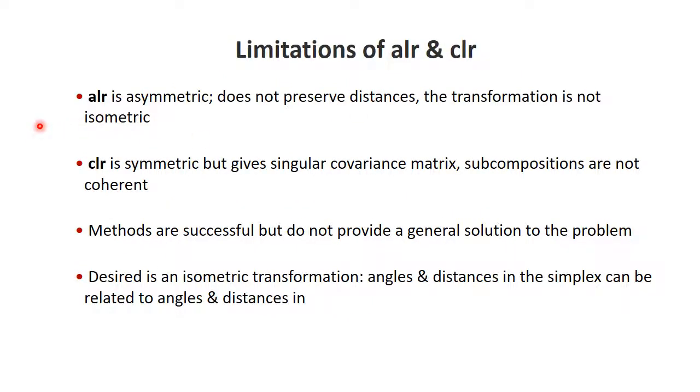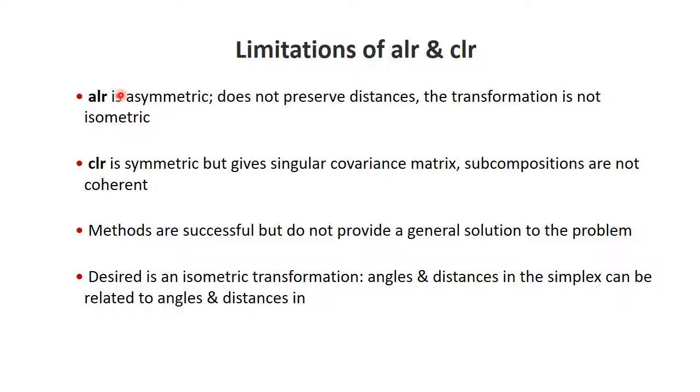So the properties, as I mentioned before, of the ALR and the CLR are that ALR is asymmetric. It's not isometric, which means it does not preserve the distances. CLR is symmetric, but because we transform into a d-dimensional vector, it gives singular covariance matrices, and also the subcompositions are not coherent. So these methods have been widely used. They've been proposed by Aitchison, and they are still widely used. They're successful, but of course they do not provide a nice general solution to the problem.